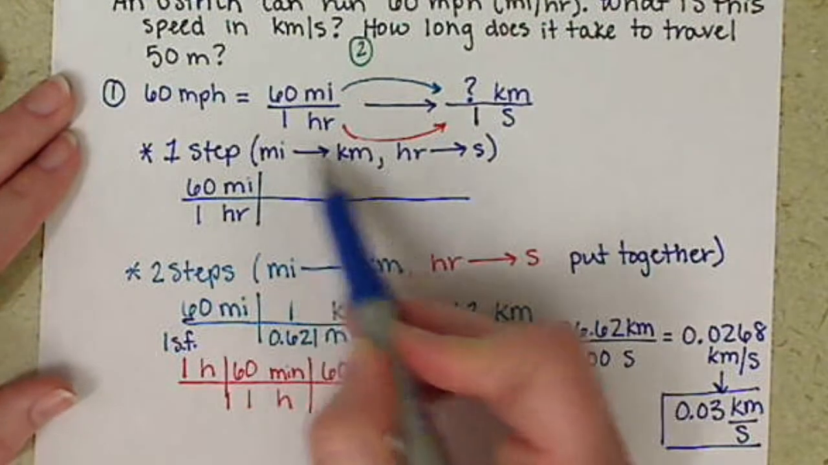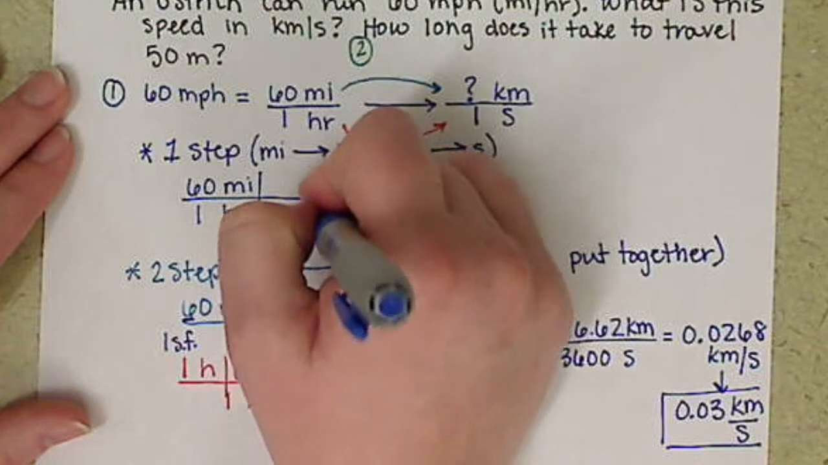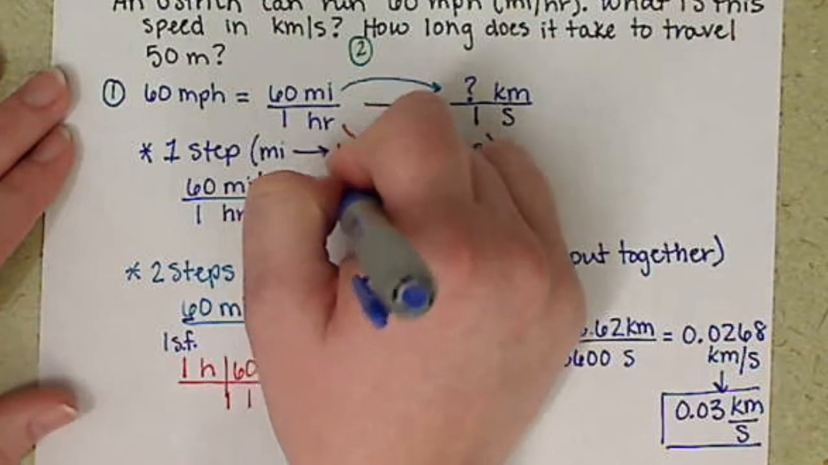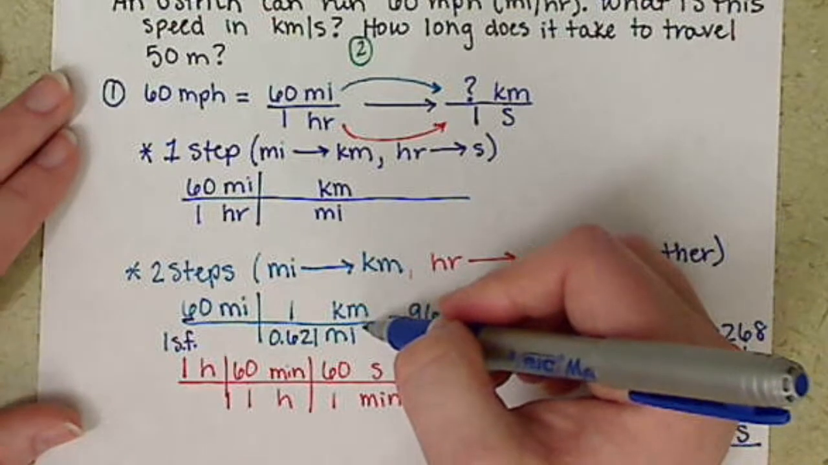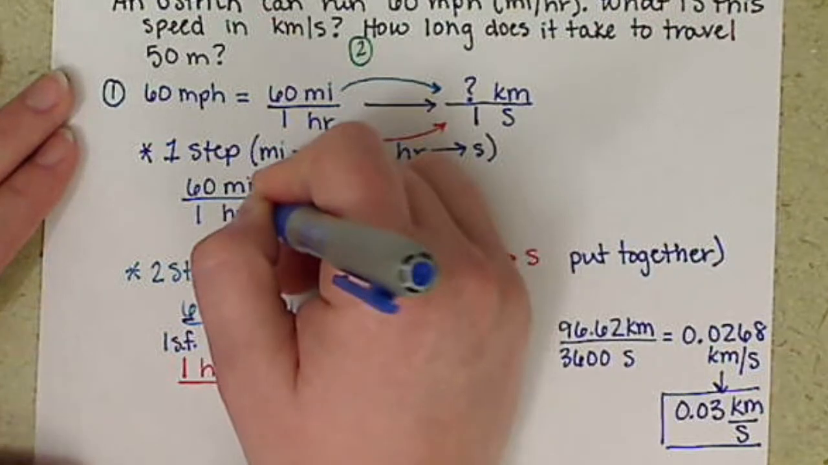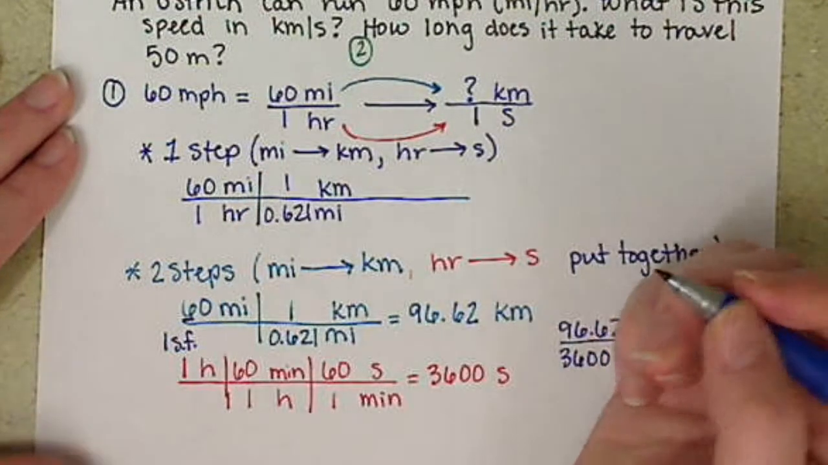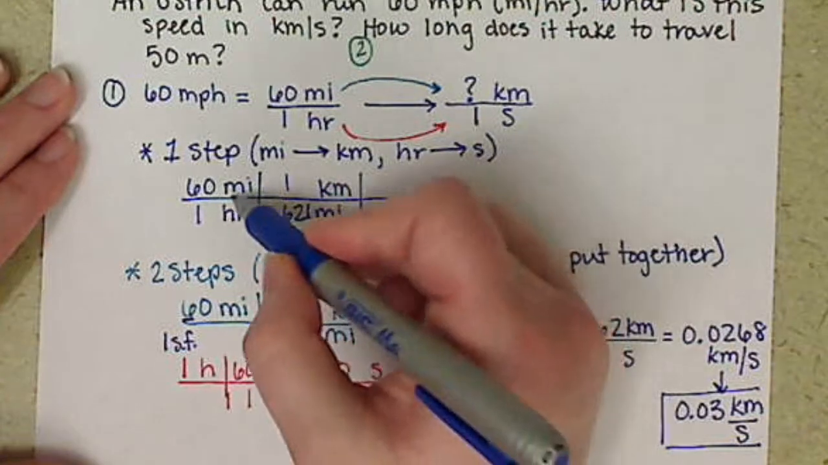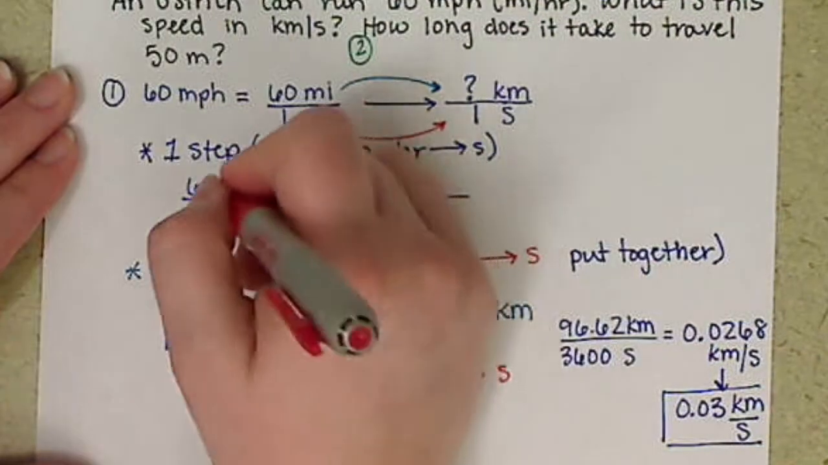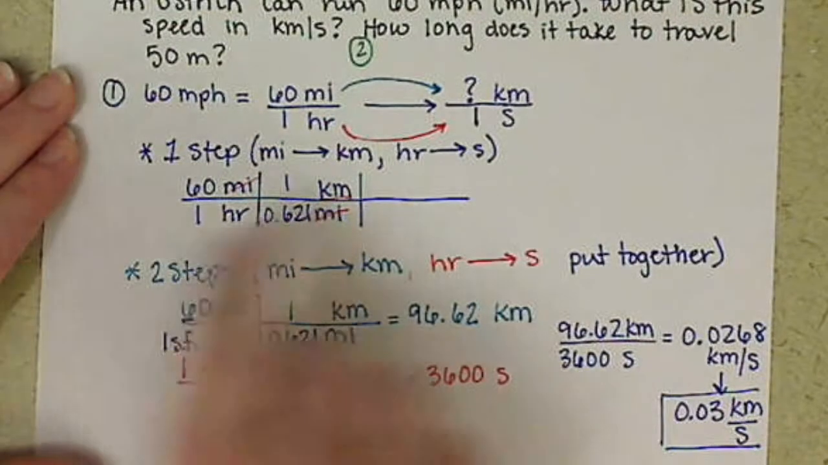So I'll do my first conversion. We want to go from miles to kilometers. So my miles go on the bottom, kilometers up top. I'm going to use the same conversion that we used here. Hasn't changed. 1 kilometer, 0.621 miles. So my miles cancel. You can show that. And then I'm left with my kilometers there.